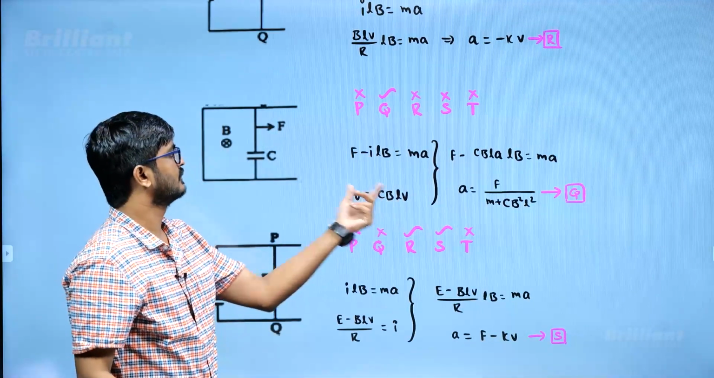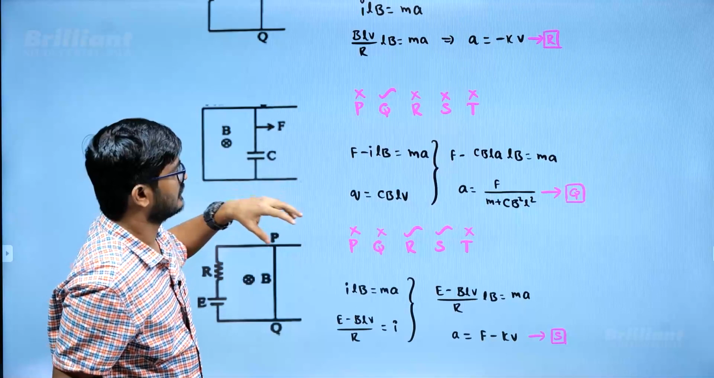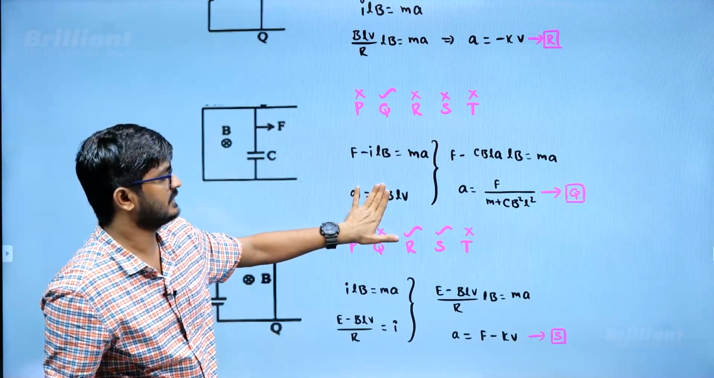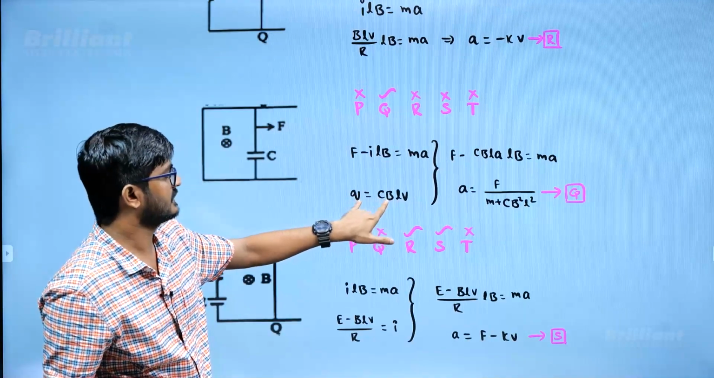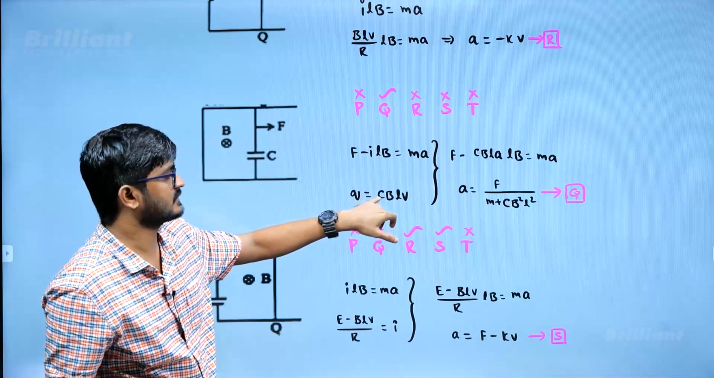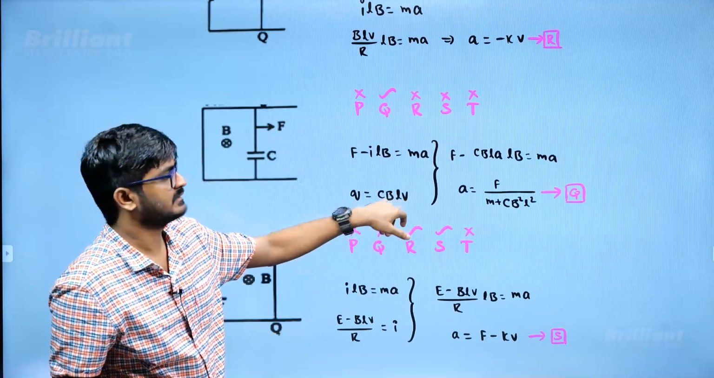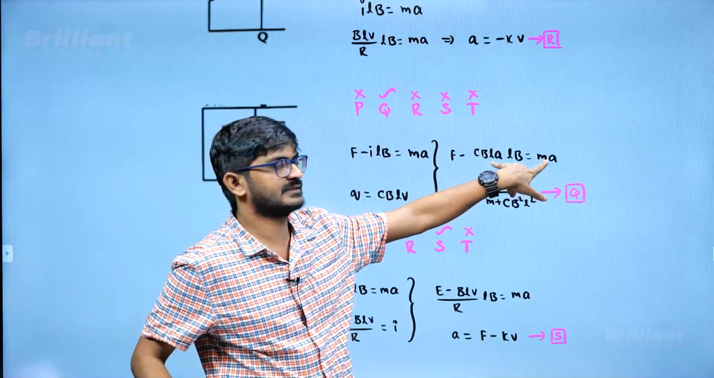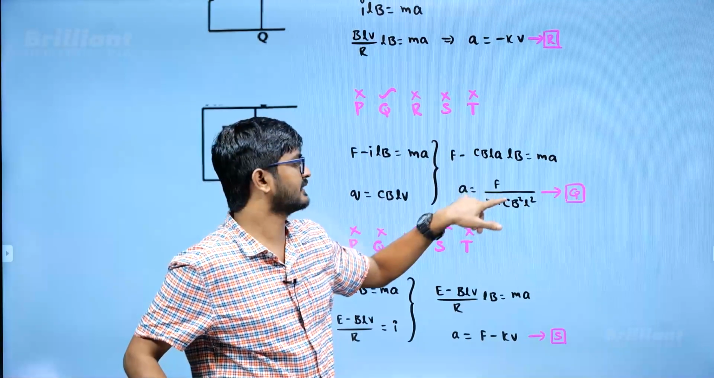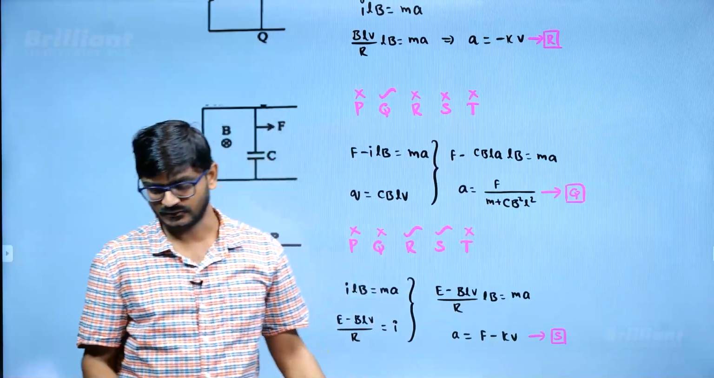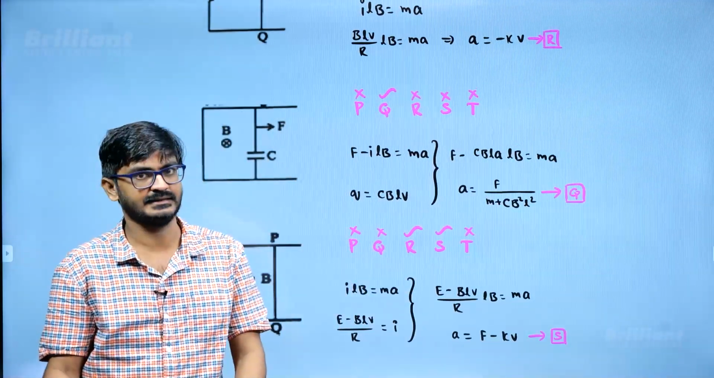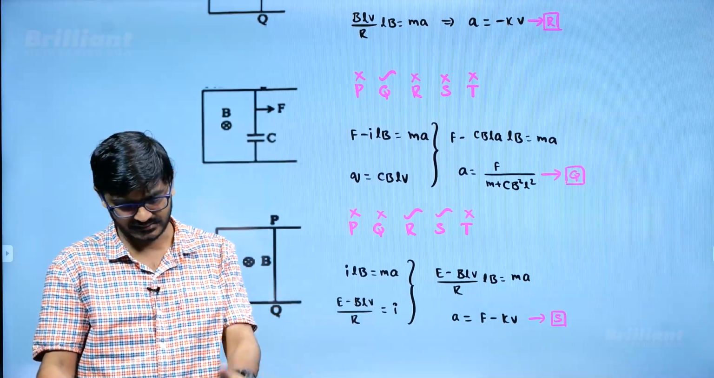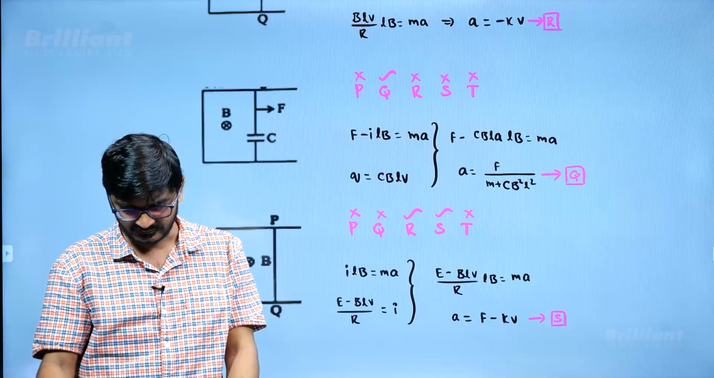So Q equals C into potential difference. Q equals CV, right? Now if I differentiate this, I will be getting current equals CBLa. So when I substitute that current back, I will be getting two acceleration terms. When I take them common, then I will be getting acceleration as constant. So from there I can get option Q as correct, remaining as wrong. If acceleration is constant, then it is going to keep on moving.